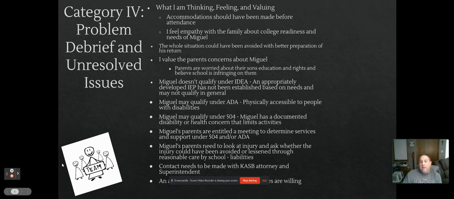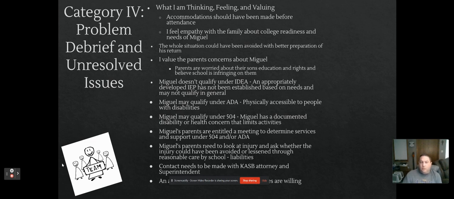I don't believe that Miguel would qualify under IDEA. An IEP has not been developed and the needs haven't been established, so I don't believe he'd qualify in general. I could be wrong about that. I've done a lot of looking and studying on that.